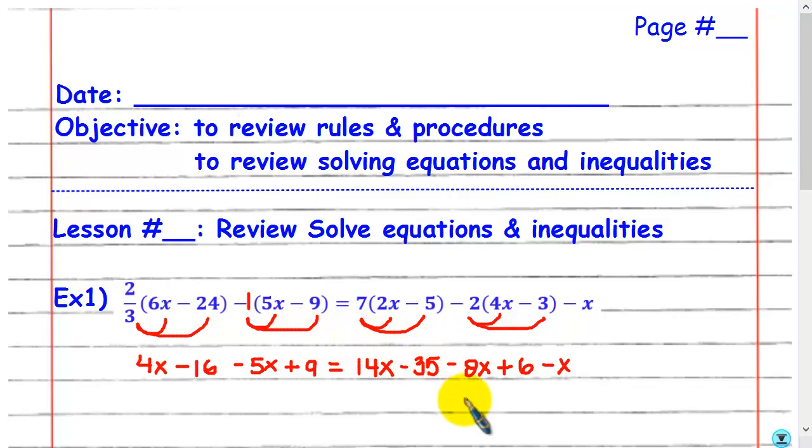We did that. The next step is to combine like terms. So first, we combine like terms only if they're on the same side of the equation. So remember, here's the equal sign. On this side of the equation, who can I combine? Well, 4x is like 5x because they both have x. So 4x minus 5x is negative 1x. And then negative 16 plus 9. We can combine negative 16 and positive 9. So negative 16 plus 9 is negative 7.